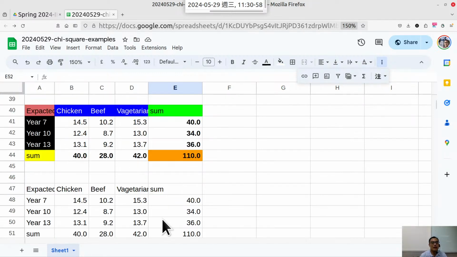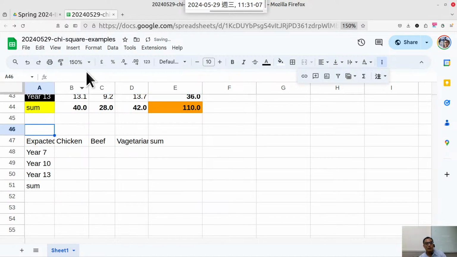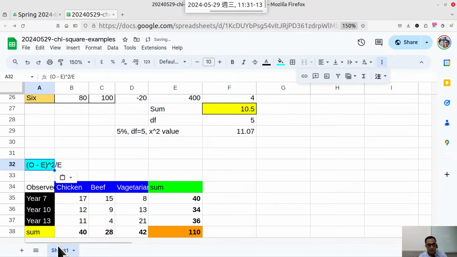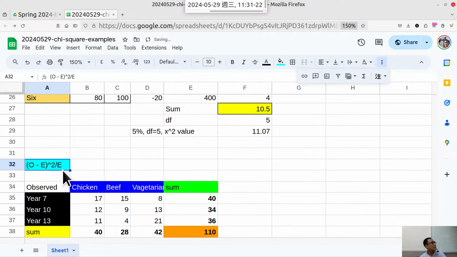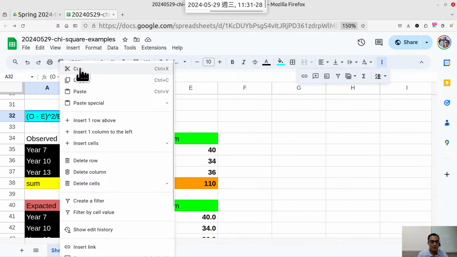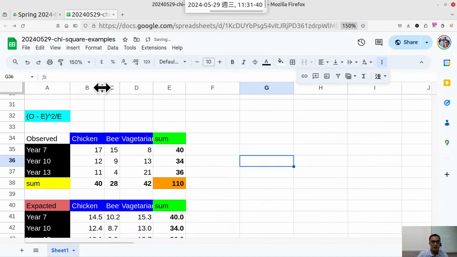And now we are going to do one thing. We remove everything here. Here we want to know the observed value minus expected value, take the value of square, then divided by E. How can we do? Cut. How about here? I think here is. Sorry, let me rearrange.